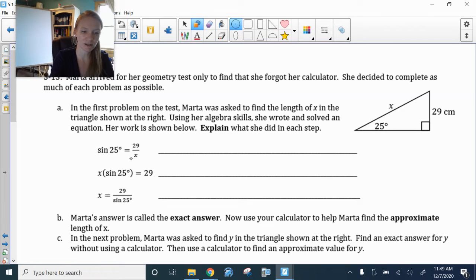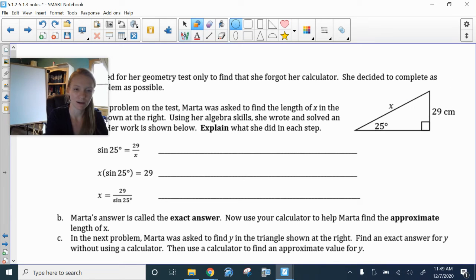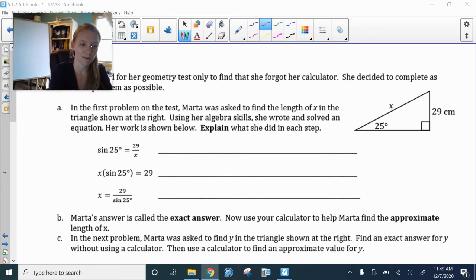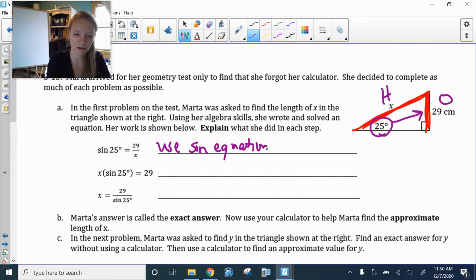So we see here she started with sine of 25 equals 29 over x. We can see she started with her angle. She labeled her 29 as the opposite and the x as the hypotenuse. She's using sine as her equation because she has O over H.